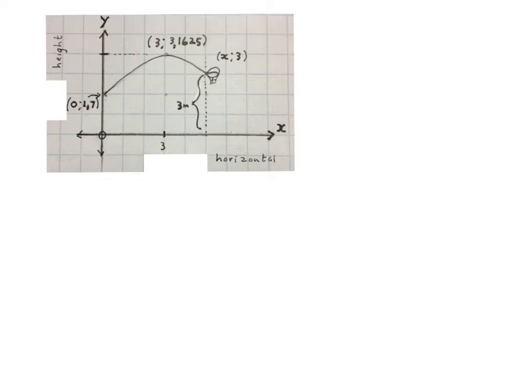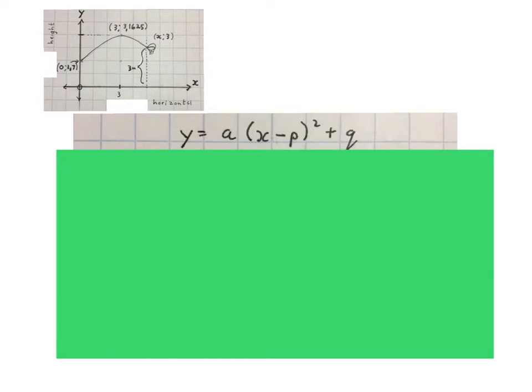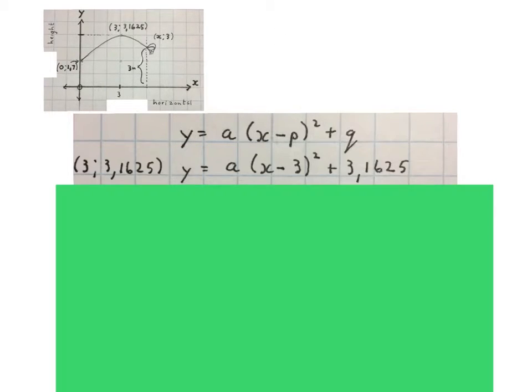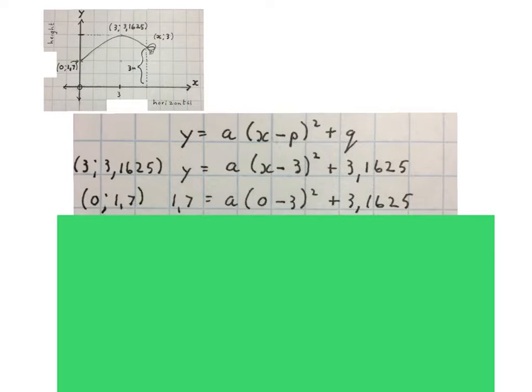The first thing I'm going to do is work out the equation of this parabola. Because they gave me the turning point and another point, I'm going to use the turning point formula. Then I will fill in the values of the turning point that they gave me into its appropriate positions. The 3 goes in the place of the p, and the 3.1625 goes into place of the q. Then I'll fill in the other coordinate that they gave me, 0 and 1.7. The 0 goes in the place of x, and the 1.7 in the place of y. And then I solve for a.